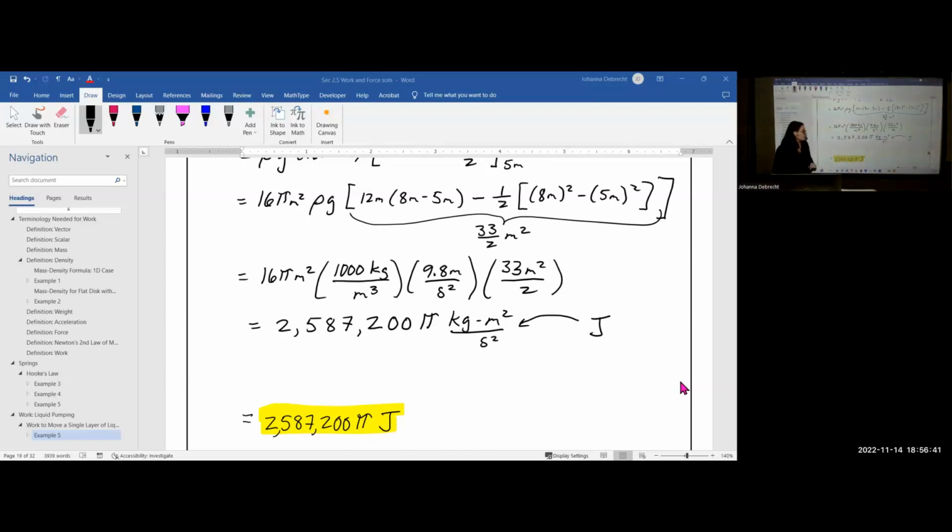This is a Newton meter, which is also a joule. And you can see the value right here. I tend to leave pi as pi because it's exact. If you want an approximation, of course, you'd multiply by some approximation of pi.